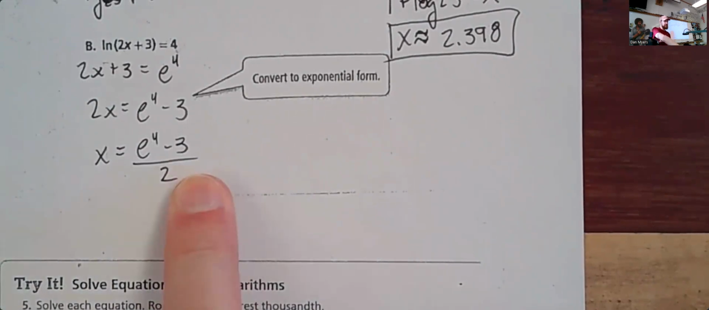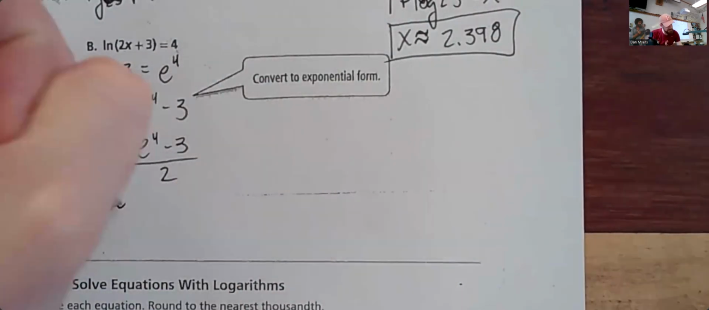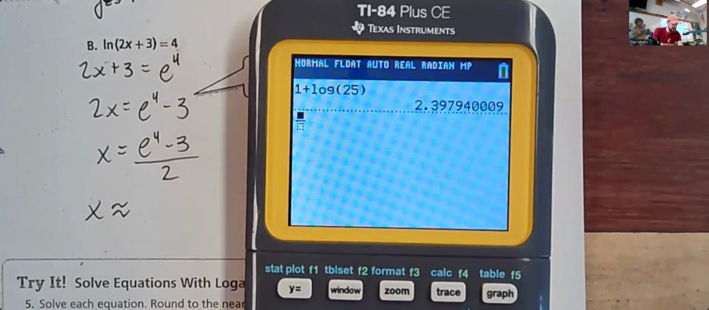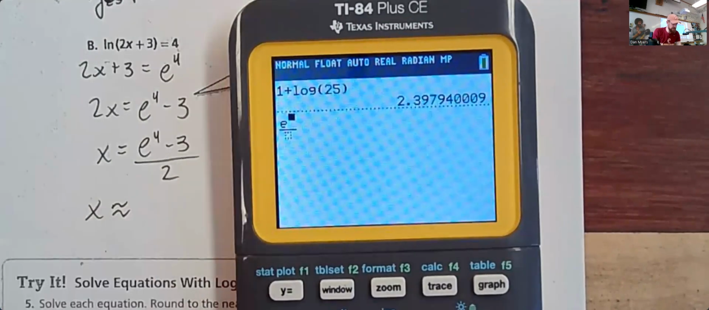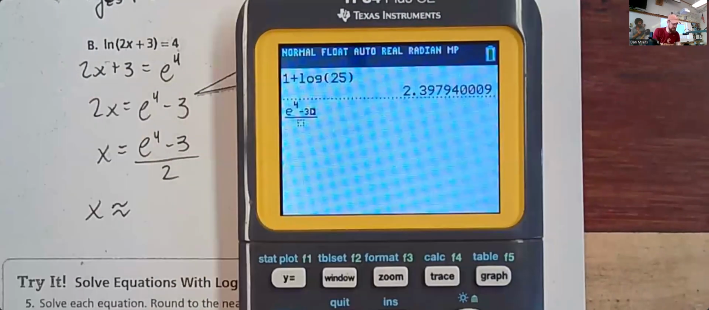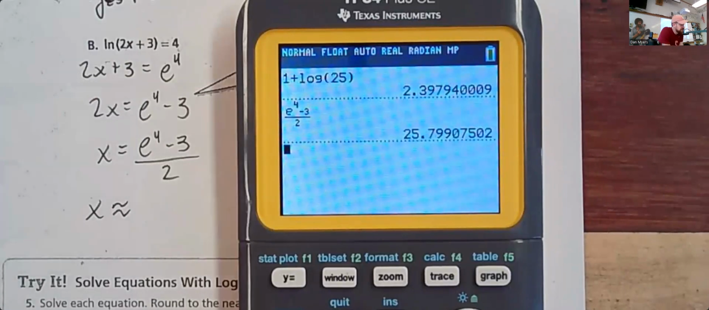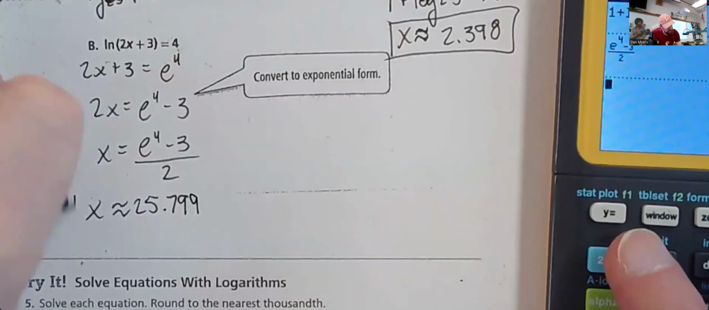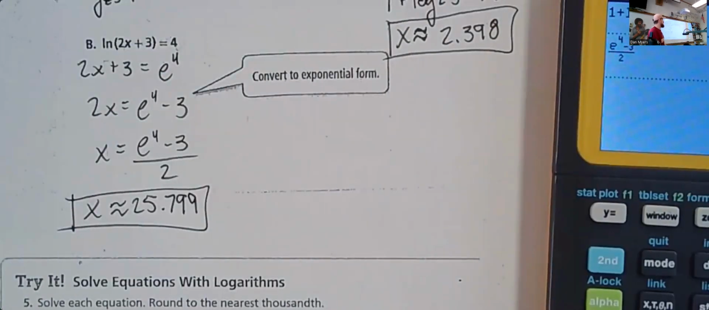I would just say, open up a fraction on your calculator and type that whole thing in. It's going to be a lot more accurate than converting first into a decimal. So wait until the end to make an estimation. So here we go. We've got ourselves e to the power of 4 minus 3 over 2. And we should be looking at 25.799 for our answer. There's our answer for example 5.